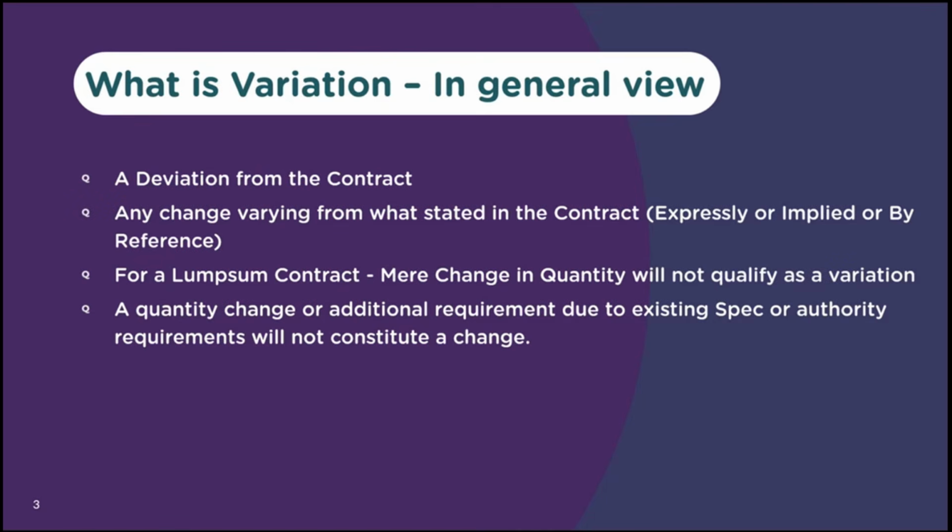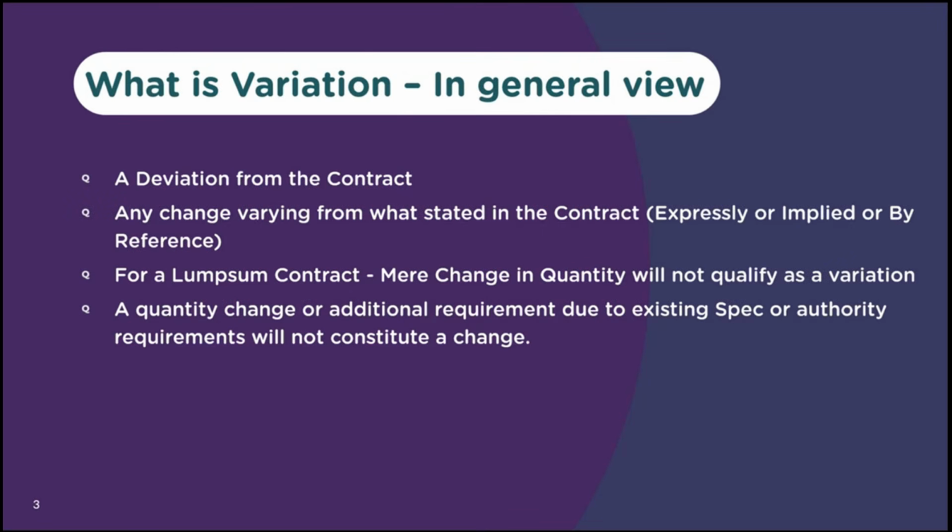Something called implied terms: something imposed in the contract by law is called implied terms. Now something called reference. If you open the specification, you can see the contractor is to follow all authority requirements. That is a requirement by reference.